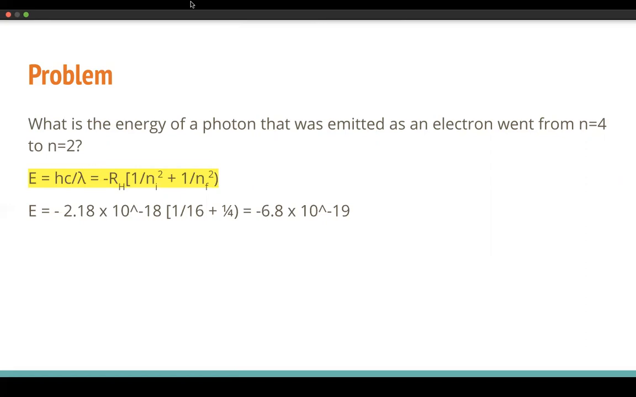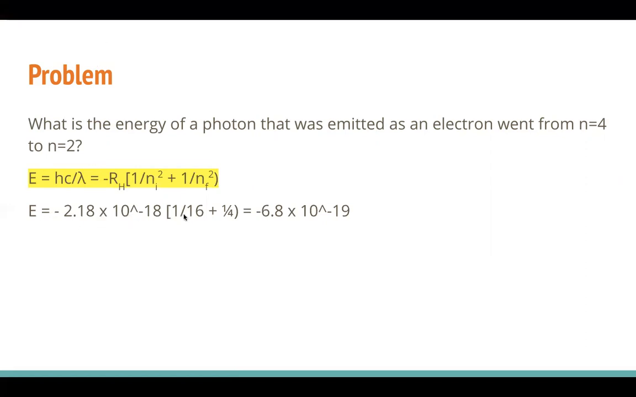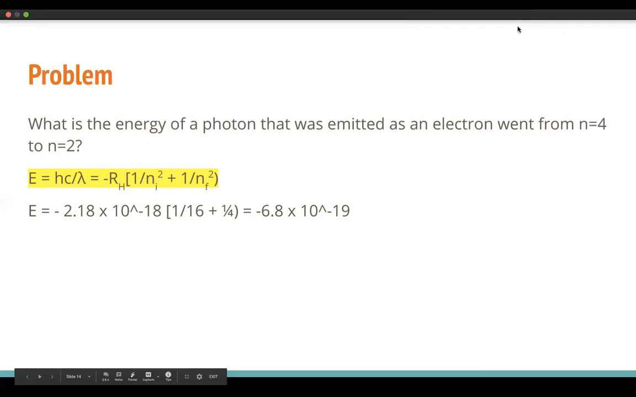But of course, if you're actually doing this on the MCAT, you can forget about Rydberg's constant and just look at 1/16 plus 1/4. And that's probably enough to answer whatever question you're working on on the MCAT. But I would recommend memorizing Rydberg's constant and this equation, because it's important to know this relationship. Energy questions are pretty common in the chemistry section.